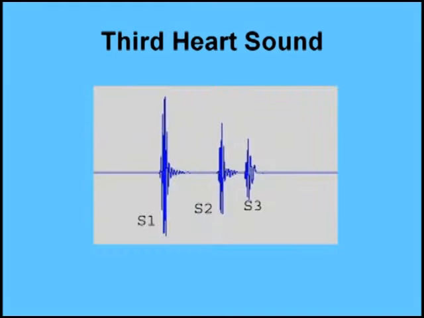In summary, the third heart sound is a low-pitched, early diastolic sound heard best at the cardiac apex using the bell of the stethoscope with the patient in the left lateral position.